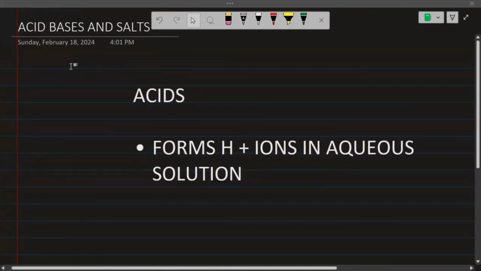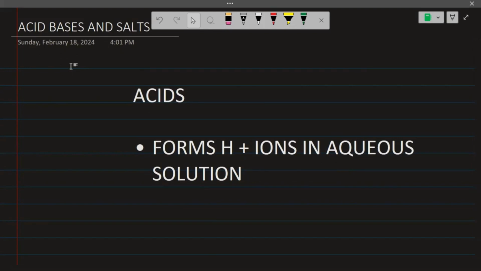Acids, bases, and salts. In this lecture, we will cover the definition of an acid, and we will also cover the properties of an acid and its reaction with metals, bases, and carbonates. Okay, so let's start. So, what's the definition of an acid?